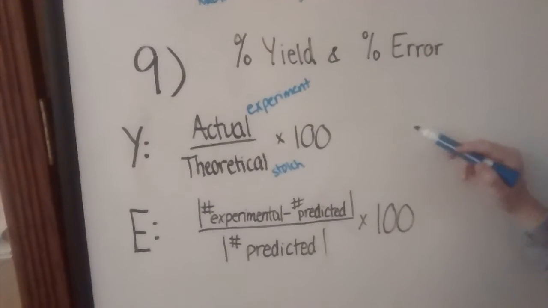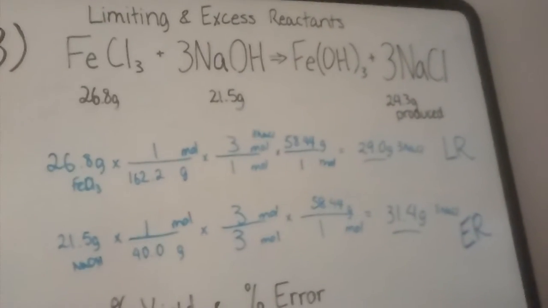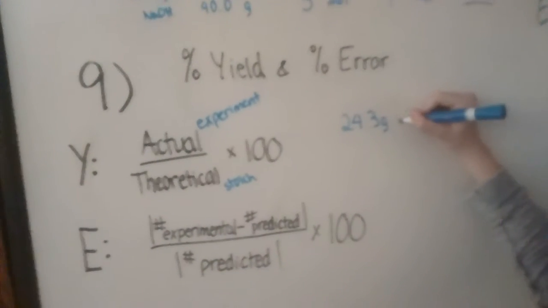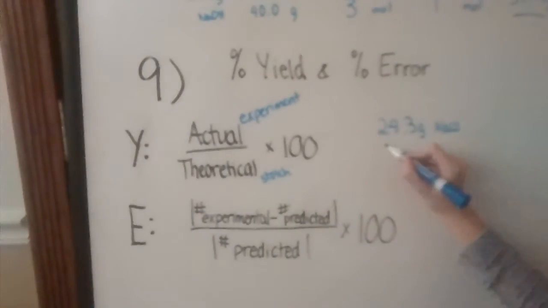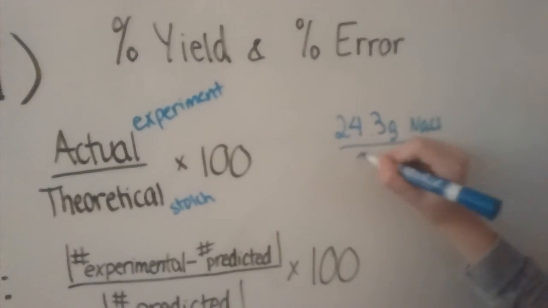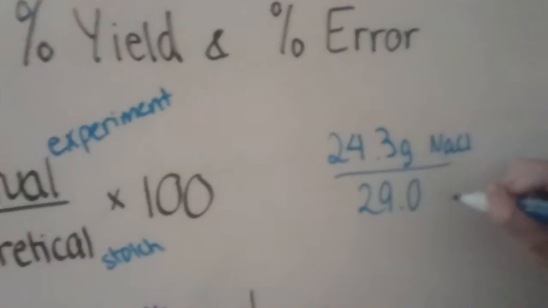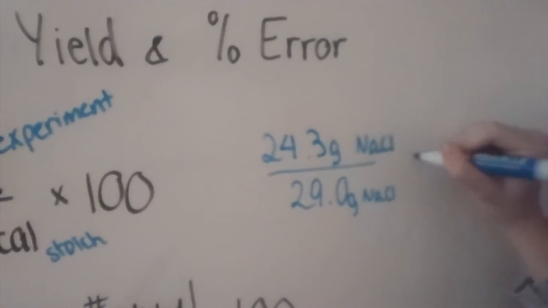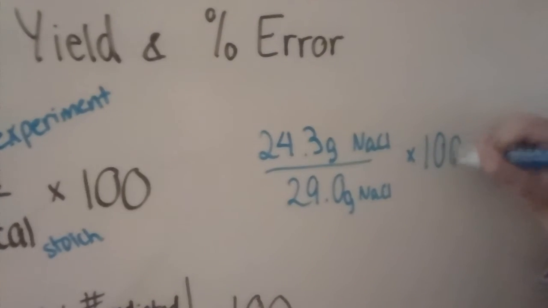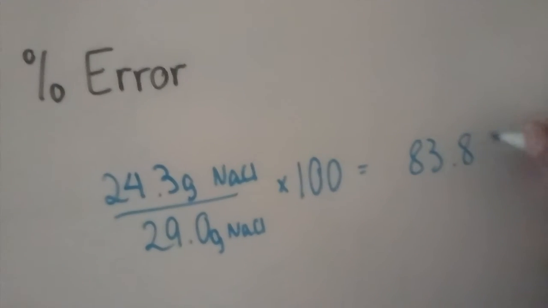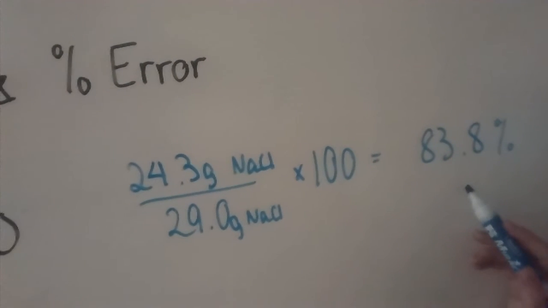So, I'm going to pretend that we did an experiment with this equation. And let's say in the experiment we got 24.3 grams of NaCl. So, we're going to say that's our actual value. And our theoretical value is what we got in our math, which was 29 grams. Multiply it by 100 to make it a percent. And this is 83.8. So that would be our percent yield.